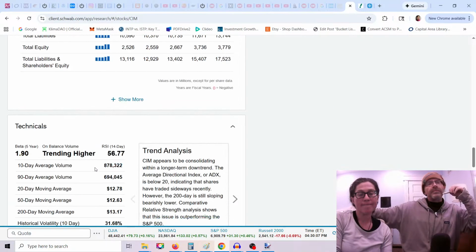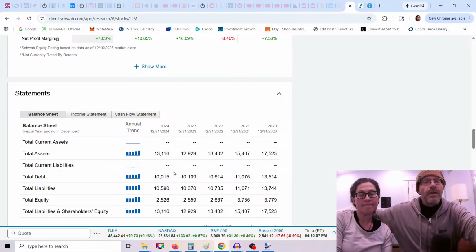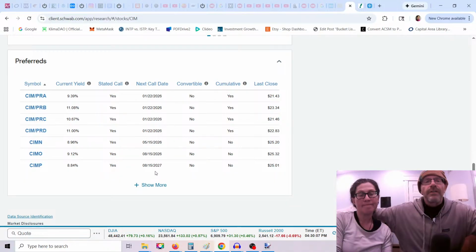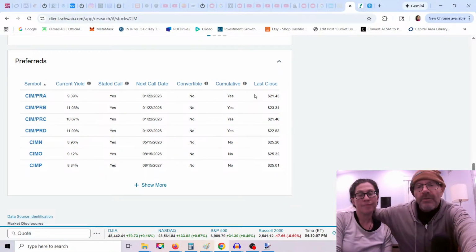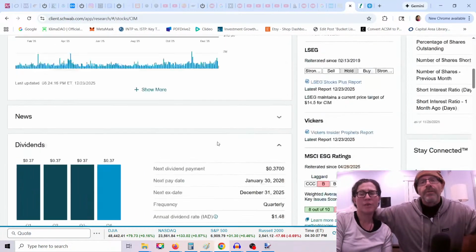7.03. It has some prefers too. I don't know if we showed you that before. Scroll at the bottom. It has all these preferred shares, for if you're not willing to take a risk on the stock itself. And this last close price over here, that's $25. That's what prefers normally go for. Not always, but normally. But this is below that, isn't it?